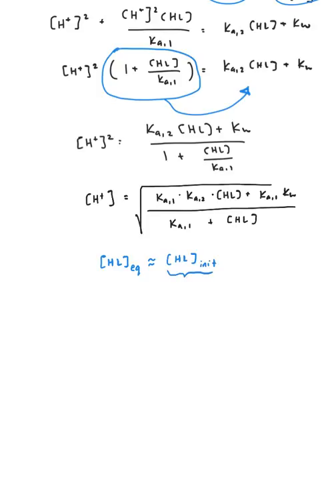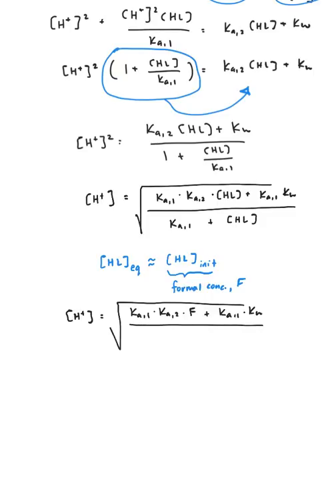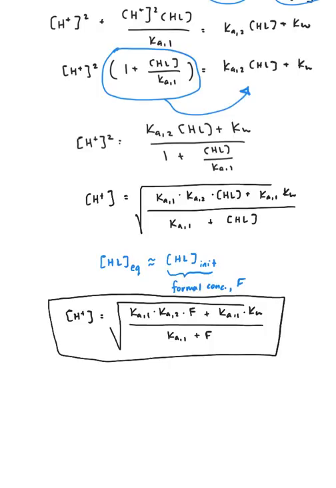Remember that we call this initial concentration the formal concentration, F. So we can once more rewrite this equation as the concentration of H plus is equal to the square root of Ka1 times Ka2 times the formal concentration plus Ka1 times Kw, all over Ka1 plus the formal concentration. This is the explicit equation used to solve for the concentration of H plus in leucine.